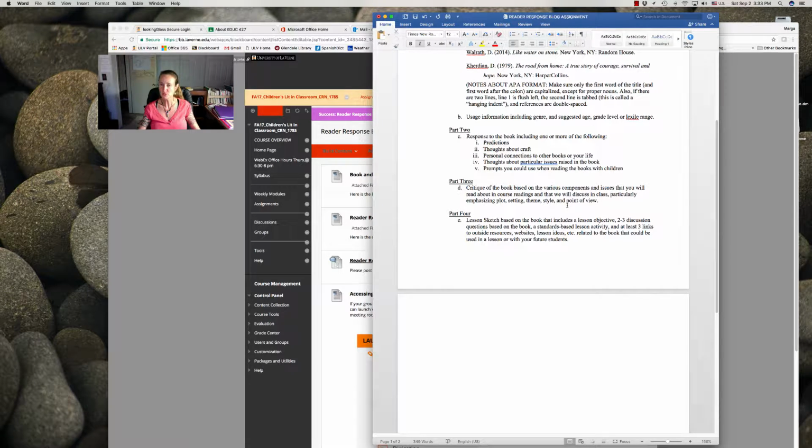Part 3, critique the book based on some of the components we're talking about in class. You could talk about the illustrations if there are any. You could talk about the language use. Does it seem of a quality writing that you think is grabbing and interesting for children, etc. So you're critiquing it, it's not just a response.